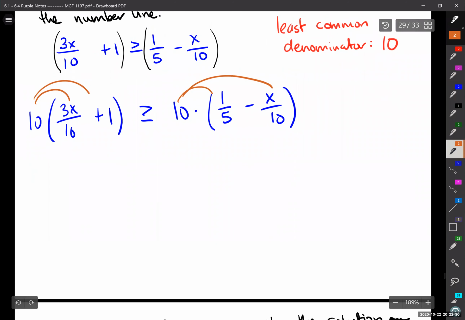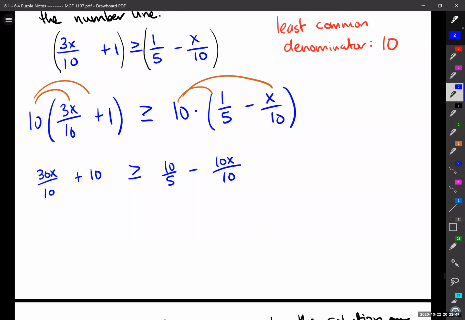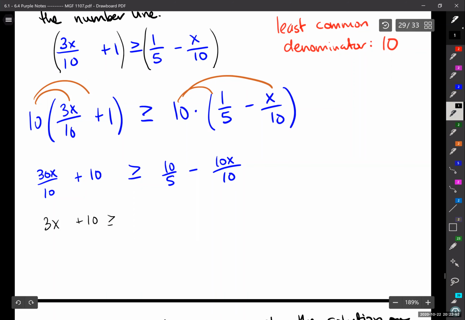So 10 times 3x over 10 would be 30x over 10 plus 10 is greater than or equal to 10 over 5 minus 10x over 10. And if we've chosen this correctly, all these fractions will simplify because 30 divided by 10 is 3. 10 divided by 5 is 2. 10 divided by itself is 1. So we now get to this inequality that does not involve fractions, and we solve as normal. Why don't we all take a moment to solve?